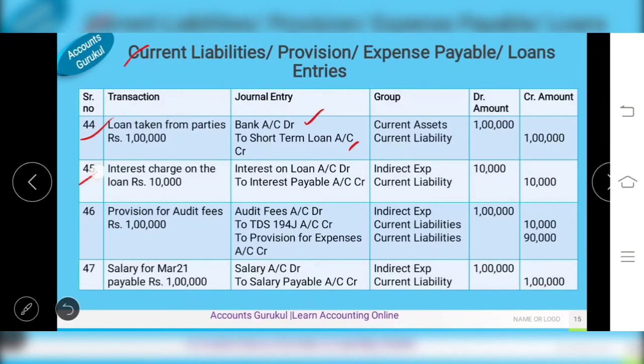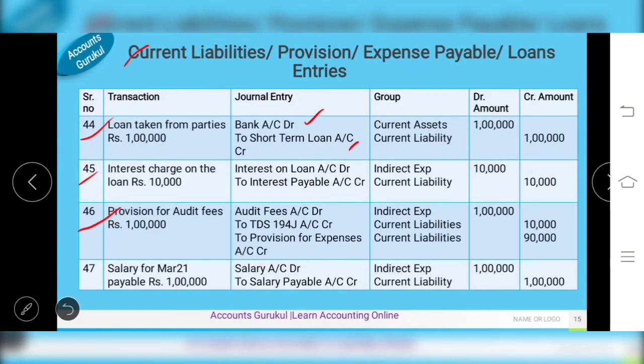Then the next, interest charges on the loan. जो loan लिया था, उसके ऊपर interest charge किया है, that's 10,000 rupees. And that interest on loan is our expense. So we are debiting the P&L account and to interest payable account. So we are just creating the liability for that, to do the payment, to interest payable account, 10,000.